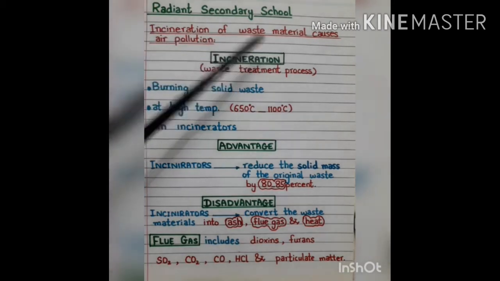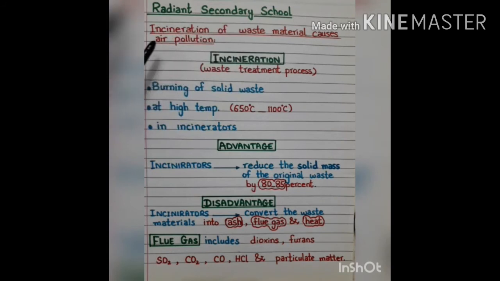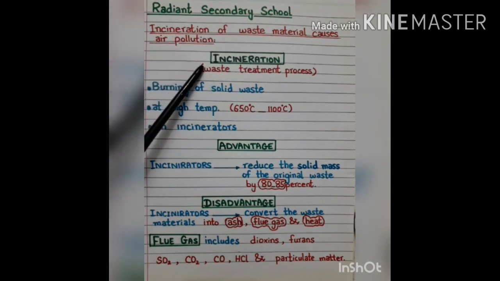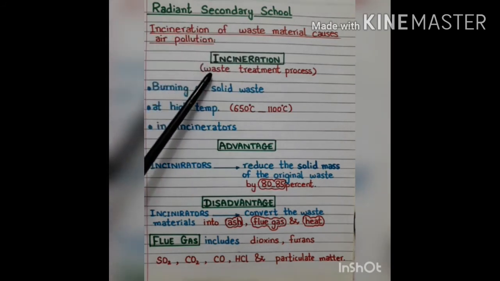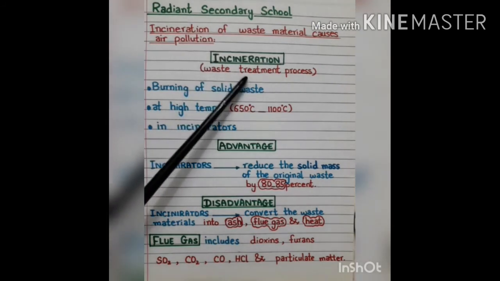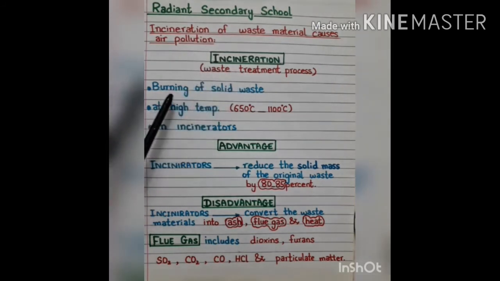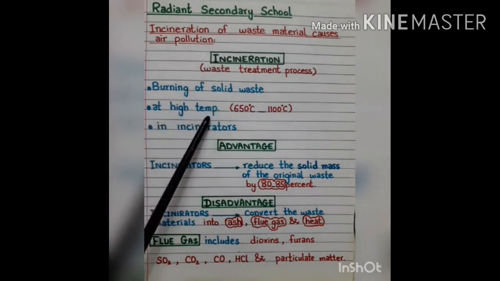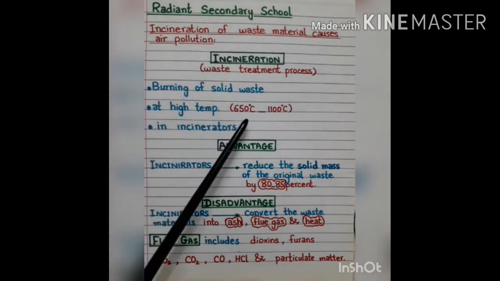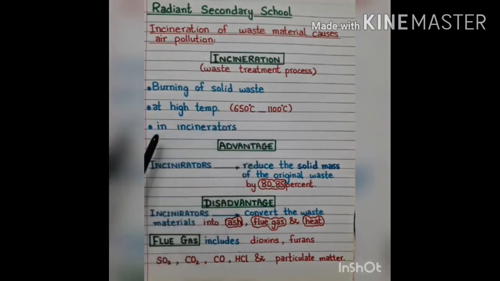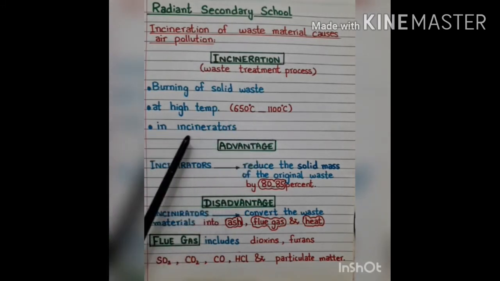Today we are going to discuss a side information of chapter number 14, which is incineration of waste material causes air pollution. Let's see what is incineration. Incineration is a waste treatment process and it is defined as burning of solid waste at high temperature, which is about 650 Celsius to 1100 Celsius in incinerators.